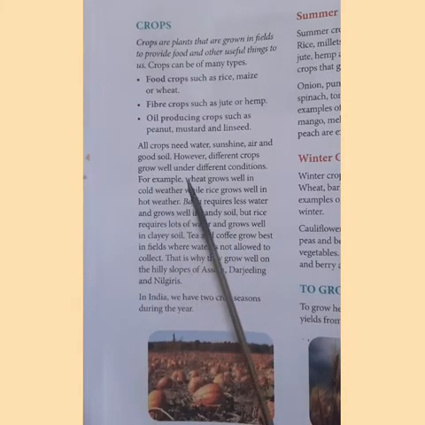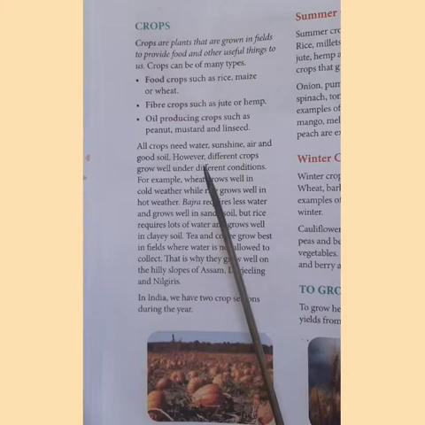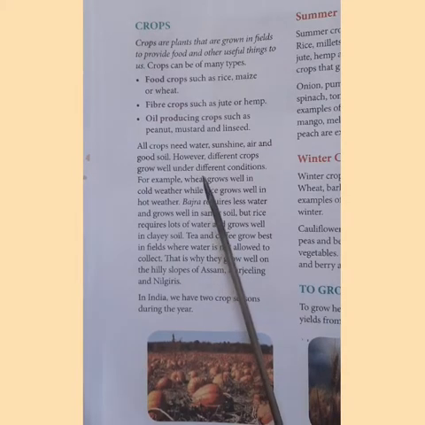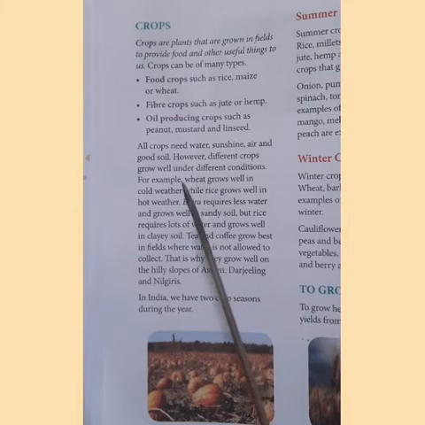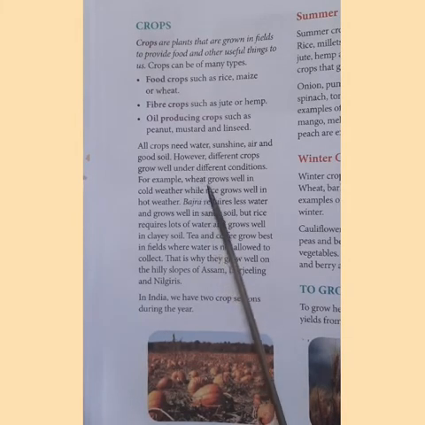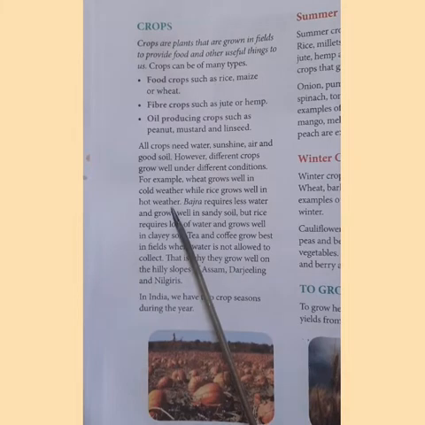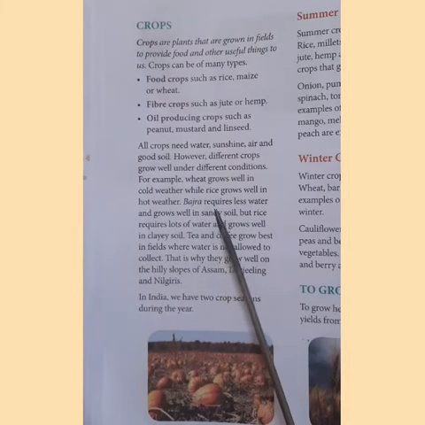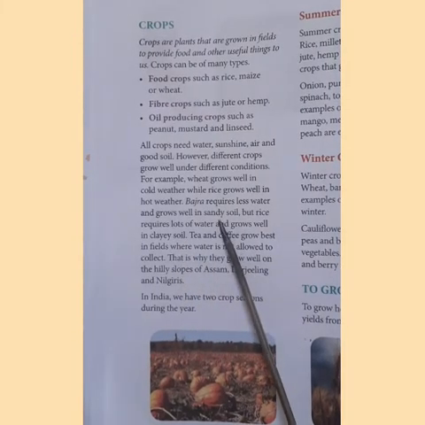Different crops grow well in different conditions. Different crops in the sense, rice may be grown in one season, whereas peanut or mustard may be grown in some other season. The conditions for the growth of the plants will be different from one another. Wheat grows well in cold weather, but rice grows well in hot weather. Bajra requires less water to grow and grows well in sandy soil.